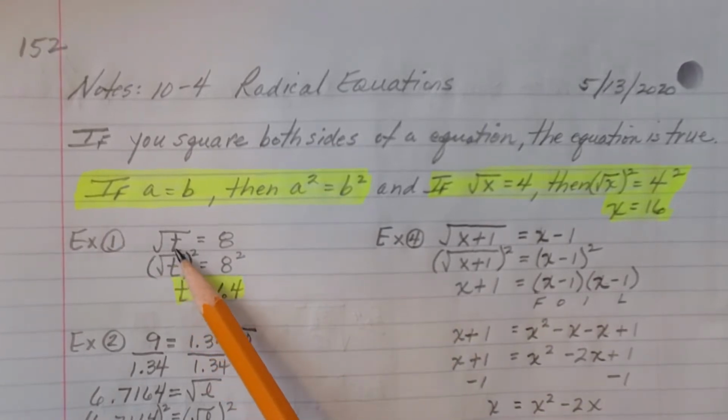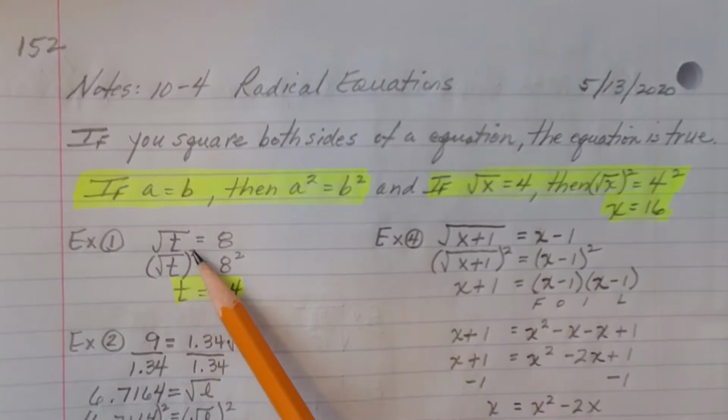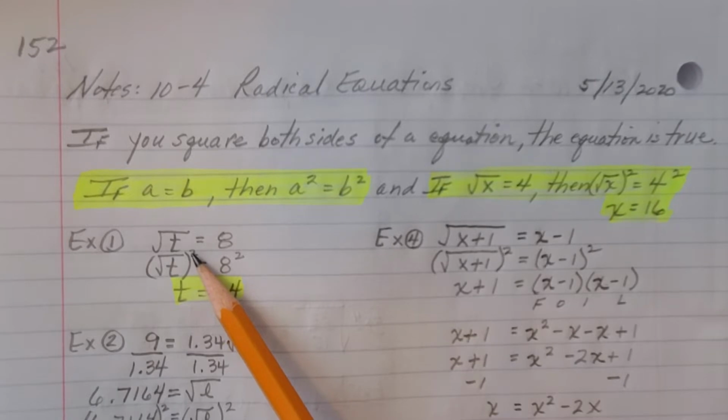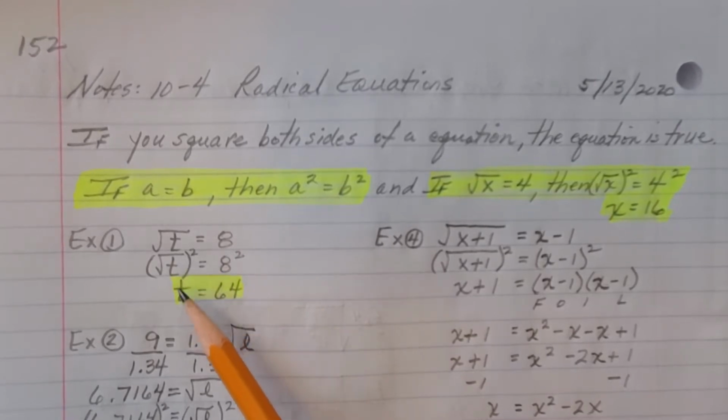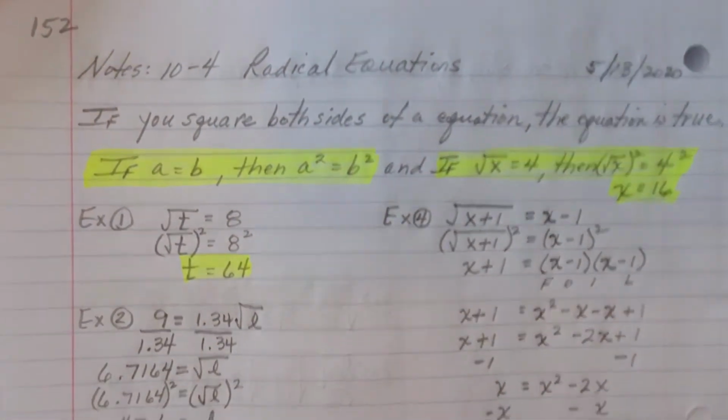So the first one is the square root of t equals 8. To get rid of that square root, we square. That's the inverse operation of a square root, is to square it. So we square both sides. The square root of t squared is t. This 8 squared is 64. So that's how you would solve number 1.